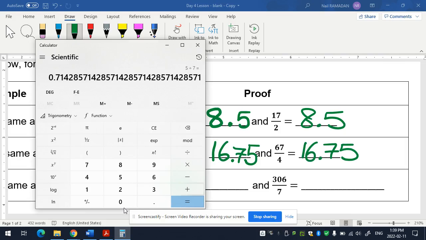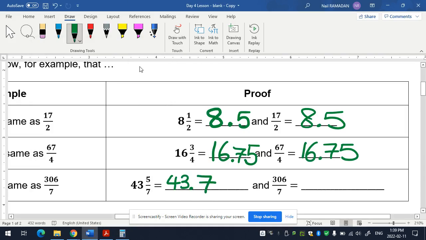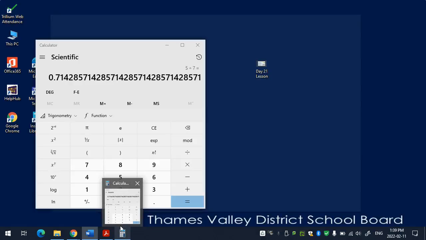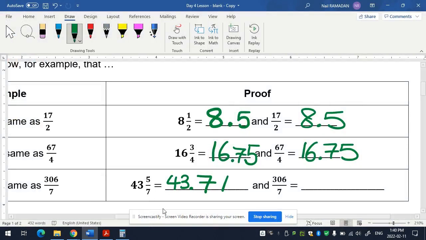How many should I take? I'll take 2 decimals. So I'm going to stop right here, everyone. I'm going to stop at the 1, which means the 4 is not going to round. So 0.71. All right, let's see what 306 over 7 is. Obviously, you might ask me, how did you know that that fraction is equal to 306 over 7? That's what I'm going to teach you today. I'm just proving to you that they are the same now.